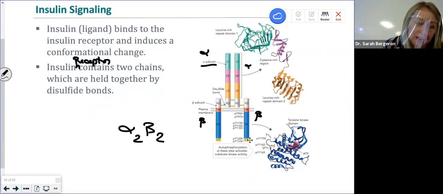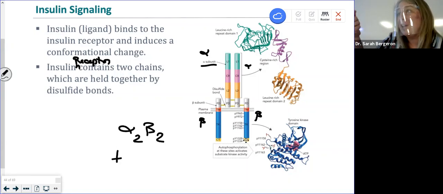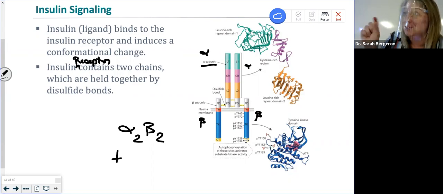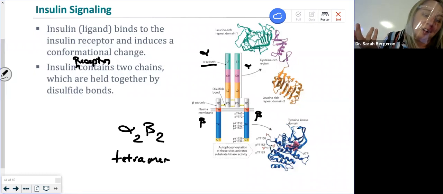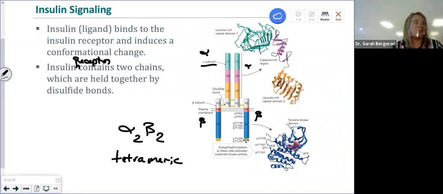So what do we call that kind of protein? Well, you could talk about a homo or hetero, right? But it's two of the same with two different. So we just call it a tetrameric protein, right? Because you have actually how many subunits? 4. So you say it's an alpha 2, beta 2 tetrameric protein, right?